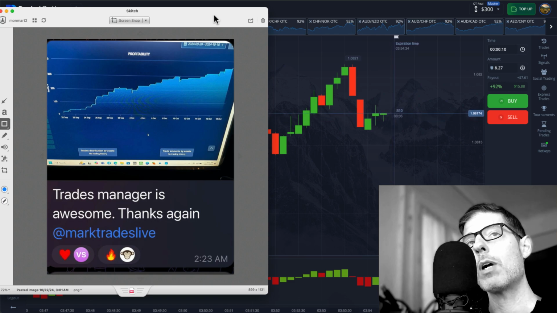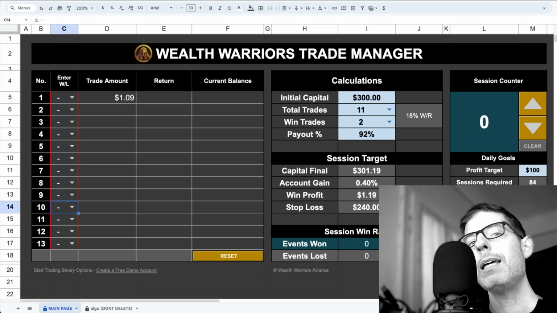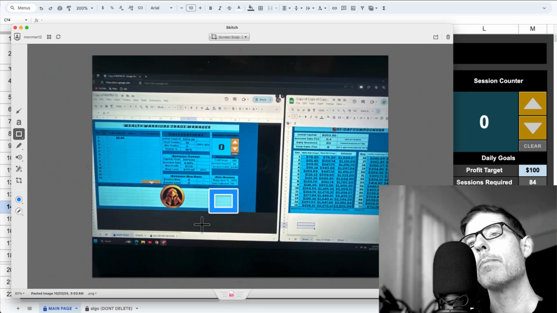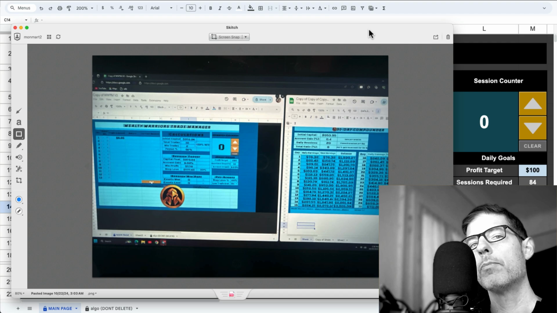And he likes the trade manager so much, he made his own skin for the trade manager. Proudly displays the Wealth Warriors Alliance logo on his screen. When he comes to the desk, he sits down, he recognizes that symbol, and he gets to work, and he crushes it, and he gets extraordinary results with binary options.